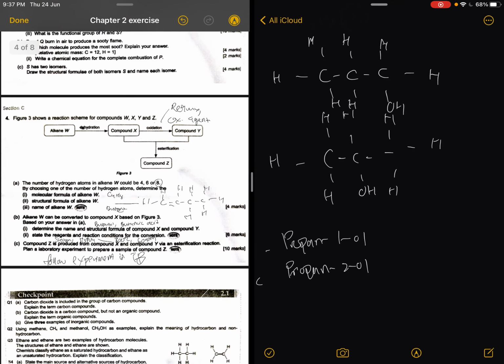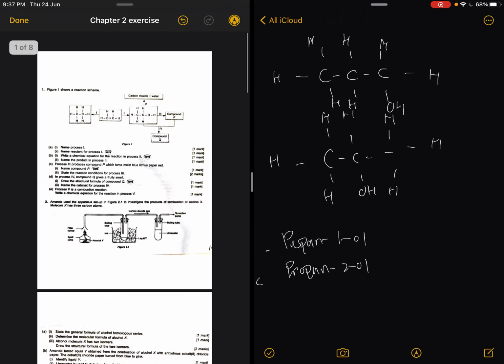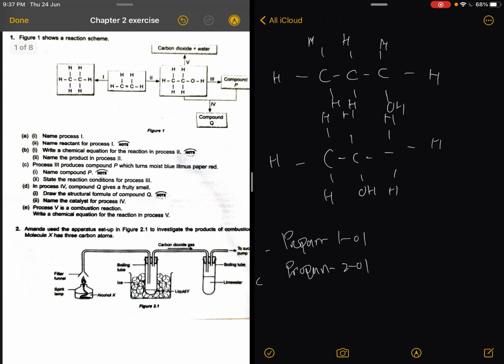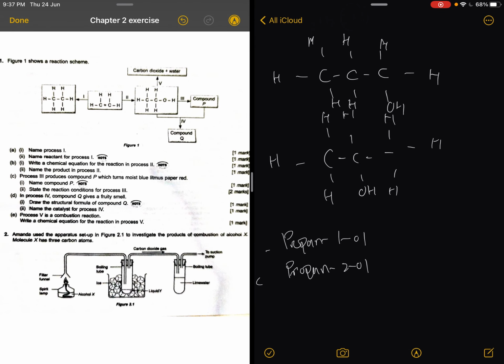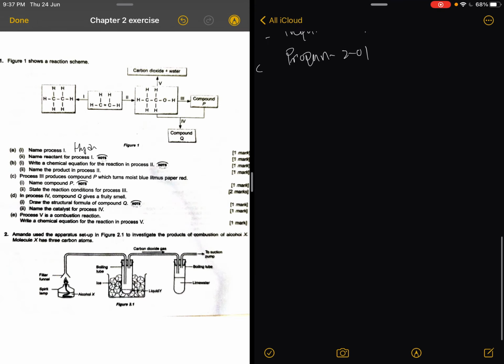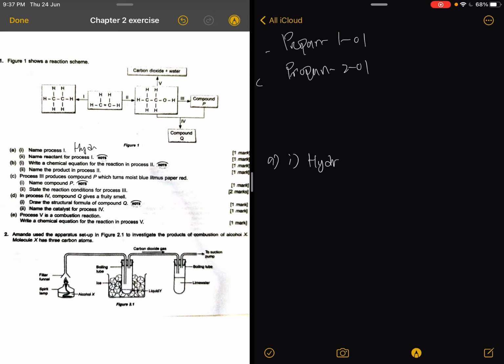Okay, let me try and find another question that is worth talking about. I was discussing this in class with my teacher. I wanted to do this one actually. Name process 1. So process 1 is from alkene to alkane. So process 1 is hydro... I'll just write it here, because it's better. Let me just make my handwriting pretty. Hydrogenation. Doesn't it look so good now?